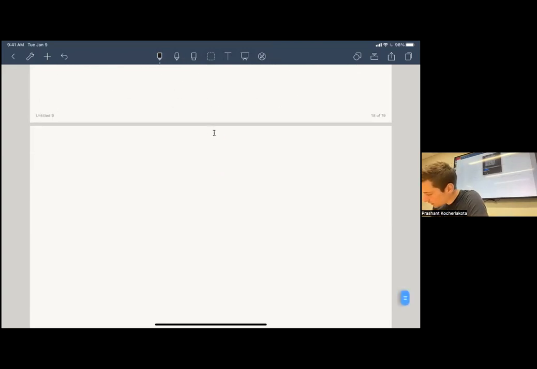So this is the theorem. Close the chat window. Yeah. So the theorem says, this is the analyticity theorem.